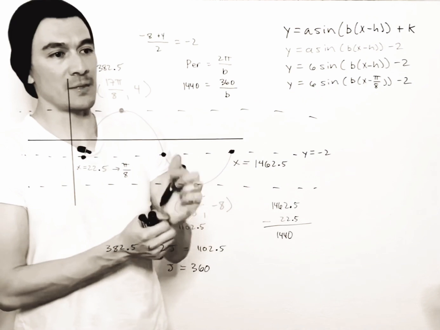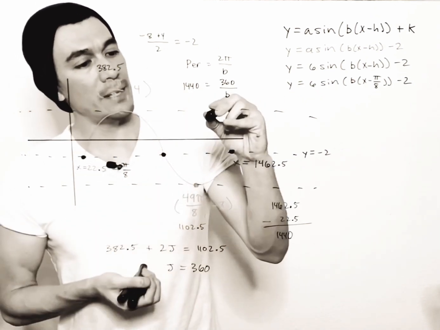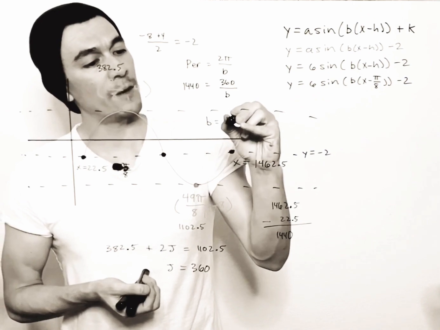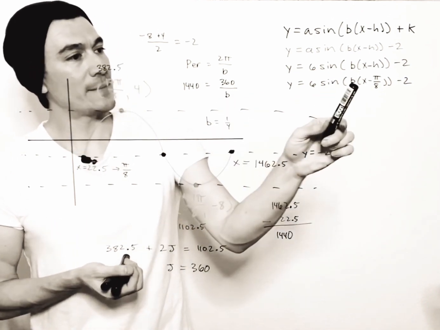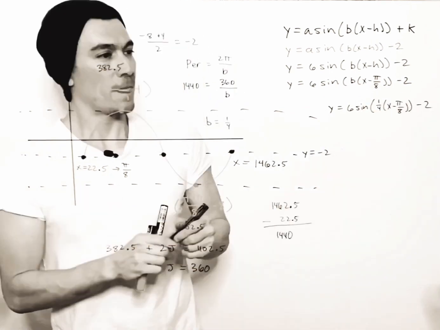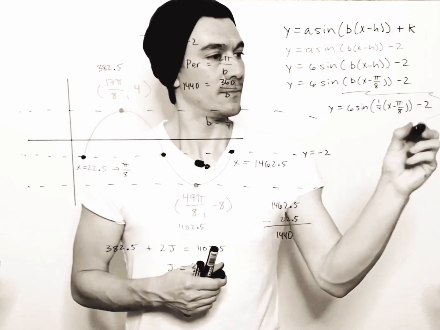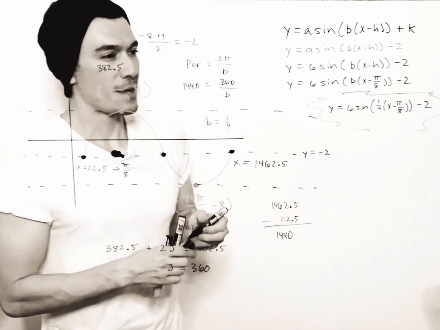2 pi is the same as 360. Cross multiply and solve for b. You'll discover that b has a value of 1/4. Drag and drop that in right there. Box in your conclusion. That is the finished result.